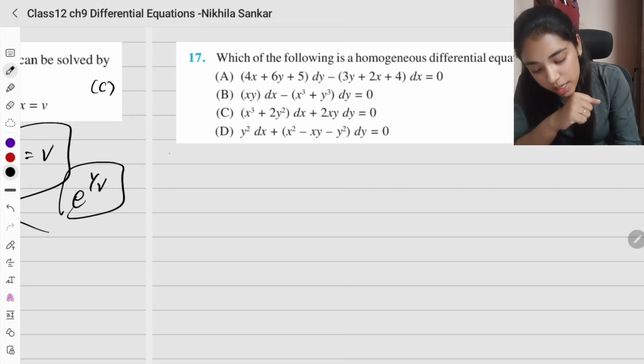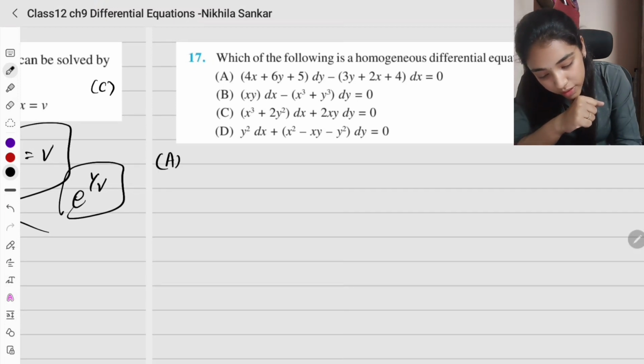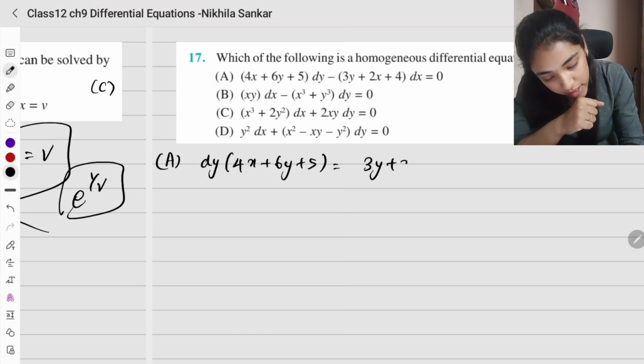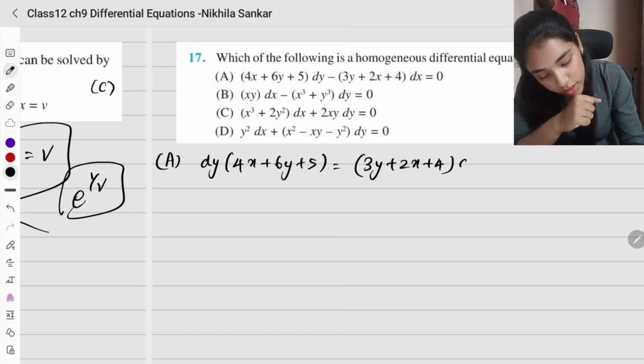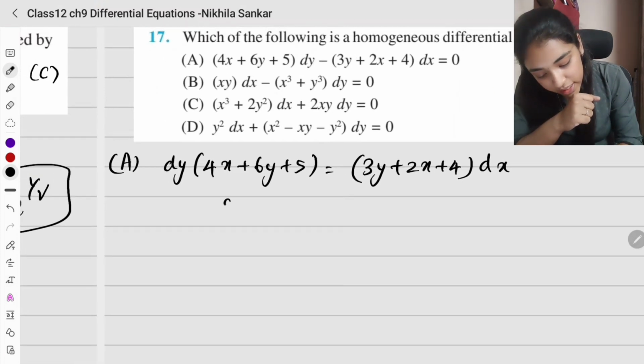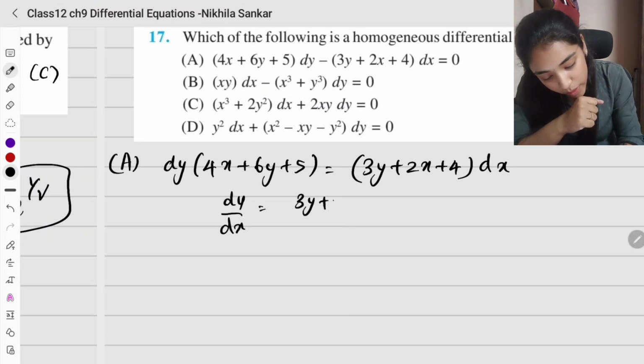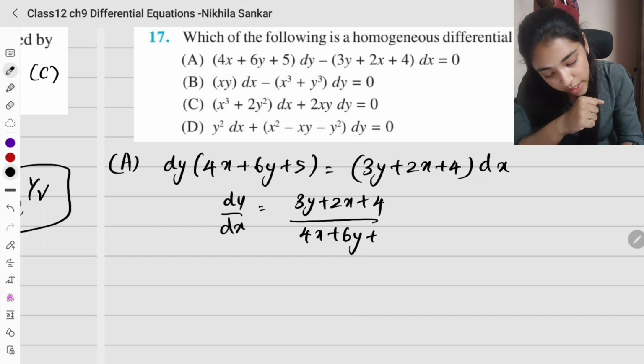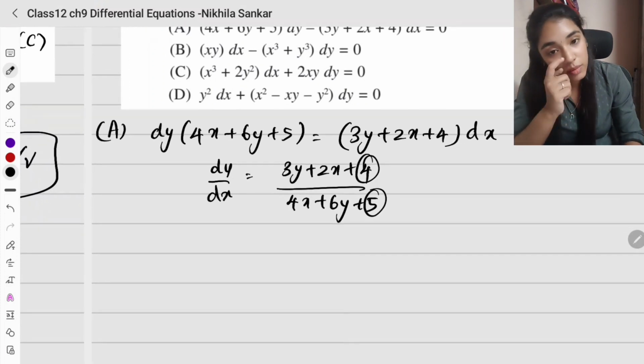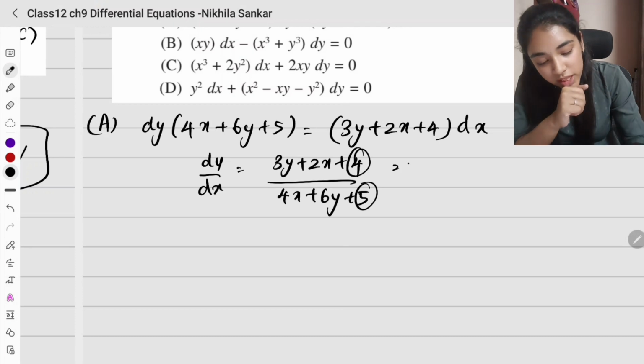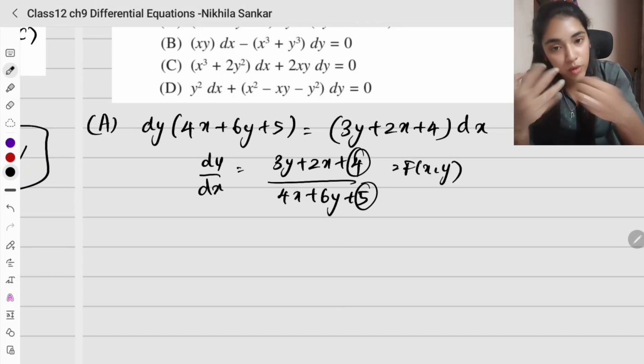Now which of the following is a homogeneous differential equation? We can tell just by looking, but I'll solve A option for you. You have dy times 4x plus 6y plus 5 equals 3y plus 2x plus 4 times dx. So here, if we take dy by dx, what happens? It is going to be dy by dx equals 3y plus 2x plus 4 divided by 4x plus 6y plus 5. You see that there is a constant term here. So when you substitute lambda x, lambda y, you will see that the lambda doesn't come out common.